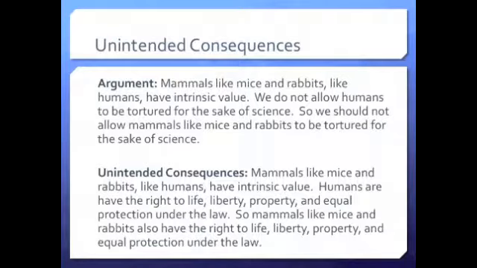Now, notice that this is an analogical argument. It compares two things, mammals, such as mice and rabbits, to human beings, and the similarity that they share is that they have intrinsic value. Then it also notes in the premise that one of the things being compared, in this case human beings, has another quality or characteristic, in this case that we do not allow human beings to be tortured for the sake of science. Then in the conclusion, this quality or characteristic is applied to the other thing that's being compared. Thus, the conclusion states that we should not allow mammals like mice and rabbits to be tortured for the sake of science.